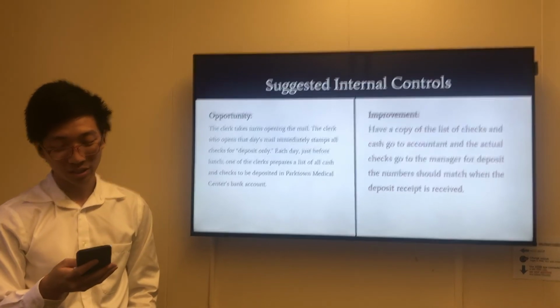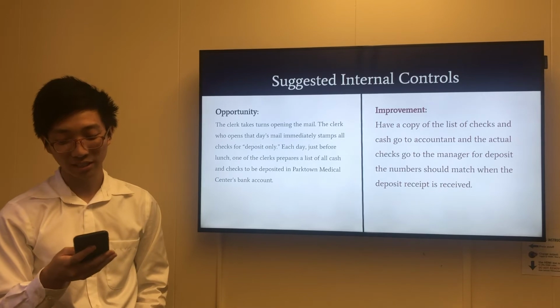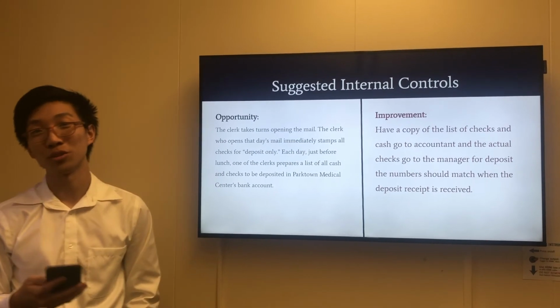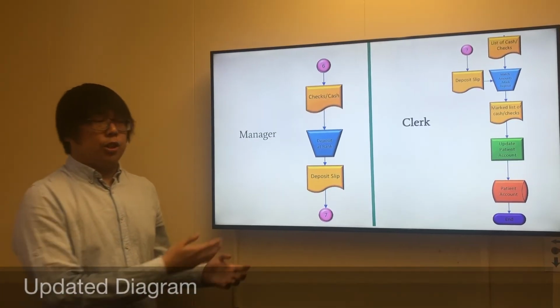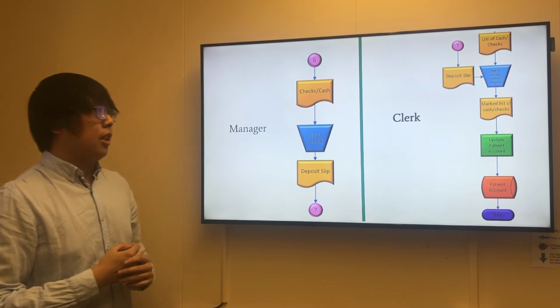What Parktown can do is have a copy of the list of checks go to the accountant, so when the checks get deposited, the accountant can reference the list and the receipt to make sure the numbers match. So this is another part of the diagram that we changed based on another internal control that we suggested.